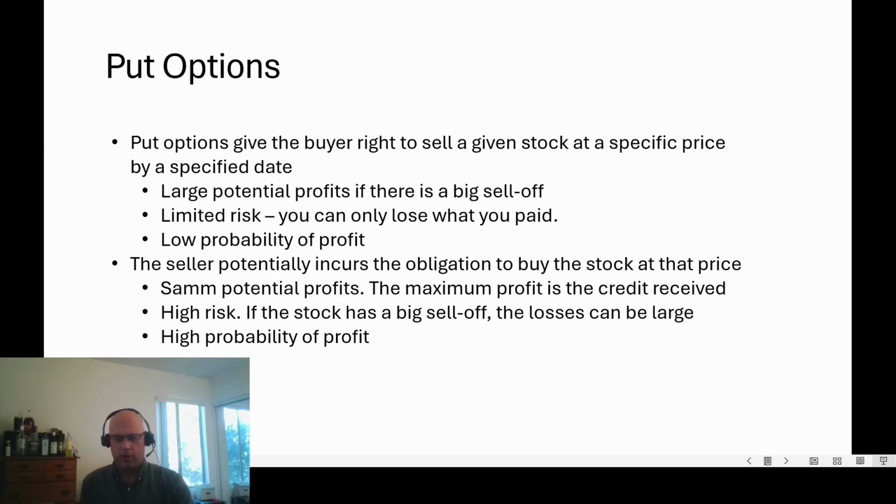So why would anyone want to do that? Why would you sell a put? Well, basically, it's a very high probability trade. If you sell out of the money options, and we'll define what that means in a second, you have a good chance of making a profit.